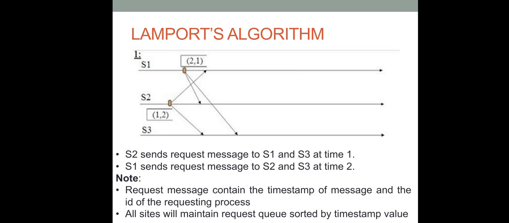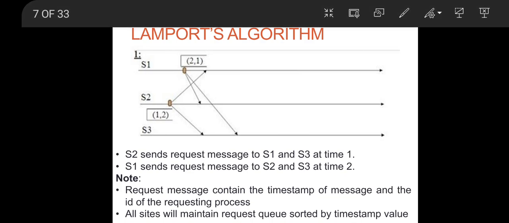So I am repeating again. If a site wants to enter in the critical section, it will have to send a request message in this format: TSi comma i, for site Si. TSi means at what time the request message was generated, and i is the ID of site i. After sending the request message, site i will put this entry in its request queue, and all other sites after receiving the request message will also create the entry for the request message in their request queue, and then they will send the reply message.